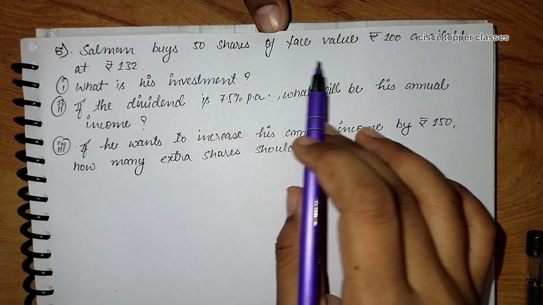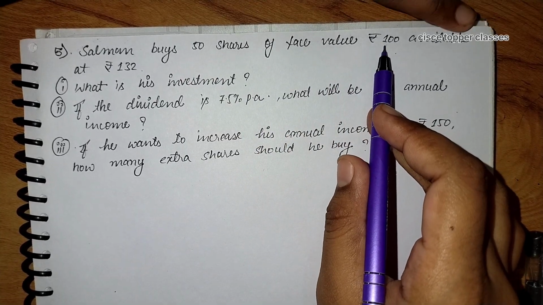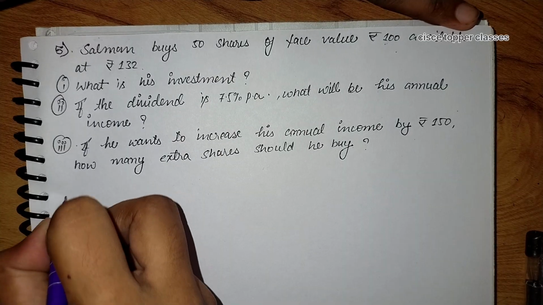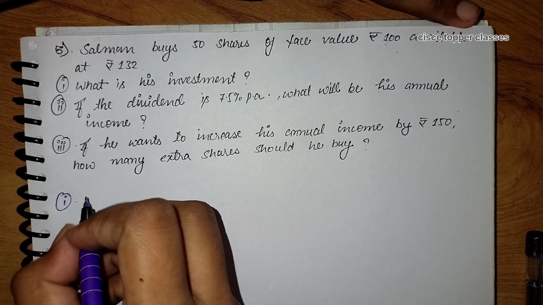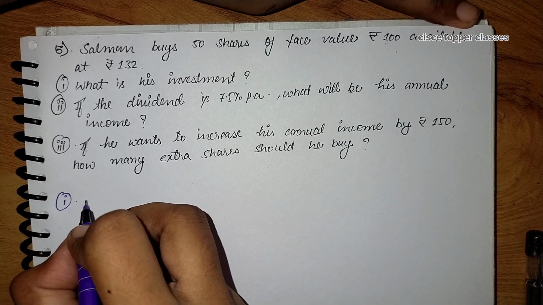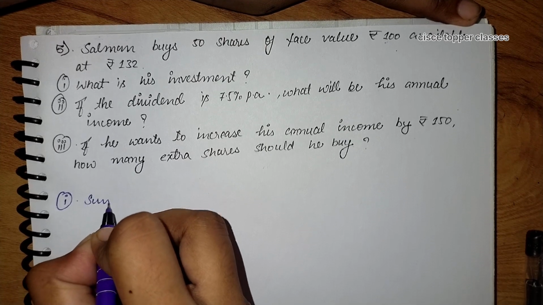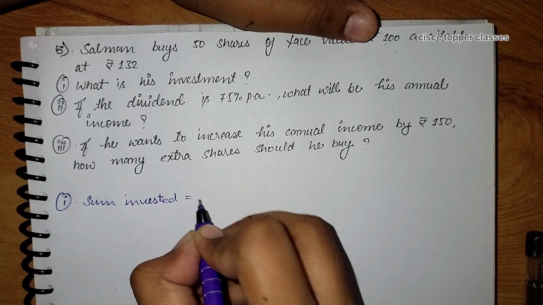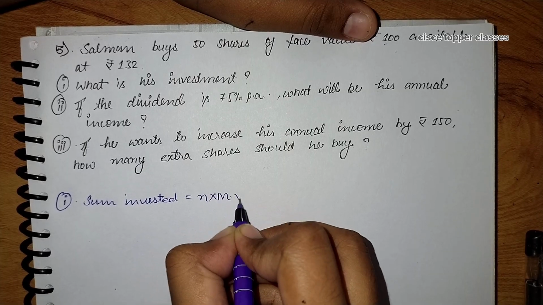Salman buys 50 shares of face value rupees 100 available at rupees 132. What is his investment? If we want to find his investment, we can see here that investment will be the total sum invested. We know the formula here: it will be number of shares into the market value.